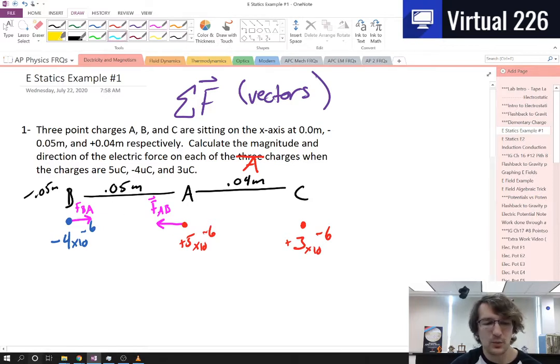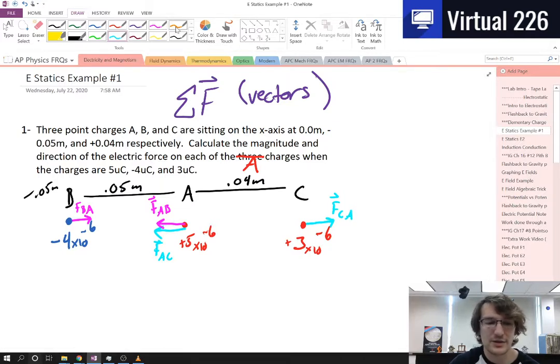If we take a look at what's going on between A and C, these are similar charges. They're both positive, so they're going to repel. They're going to move away from one another. So C is going to be pushed to the right. We'll call this the force on C due to A. And A is going to be pushed to the left. This is the force on A due to C. Now it may be the same or greater than the pink one here. I don't know. We haven't run the numbers yet. But it is going to go to the left.